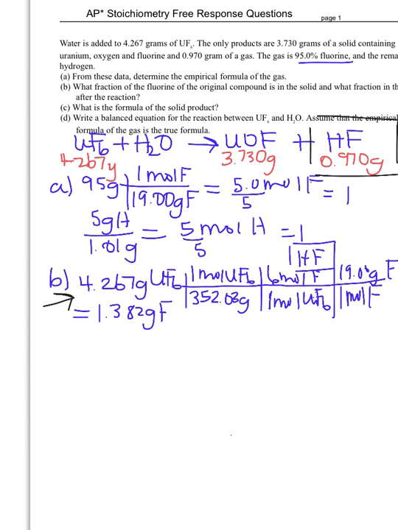So I'm going to do a little shortcut here, and I'm going to take the total mass of that gas, 0.970, and I'm going to multiply it by that 95%, 0.95, and that's going to give me the total mass of fluorine in my sample. Total mass is 0.9215 if I use my significant figures. 0.9215 grams of fluorine. And this is the total number of grams of fluorine in the gas. So I'm going to put gas here just so I know who's who.